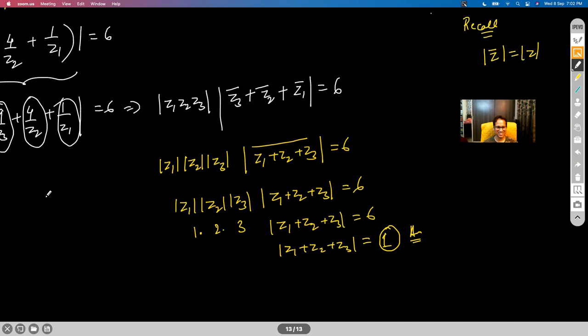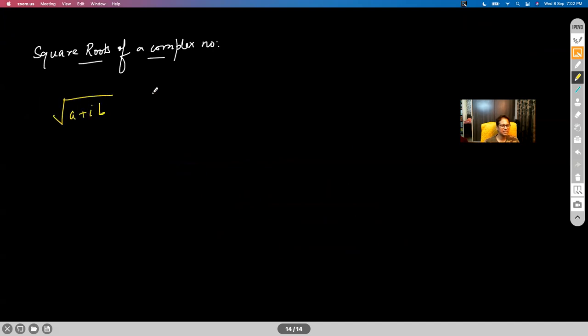All right, everybody is convinced? Okay. So the next operation that we are going to talk about is how to find square roots of a complex number. This is also a very interesting operation, and this is asked in school many a times. The square root of a complex number gives you another complex number, but there will be two answers coming out.